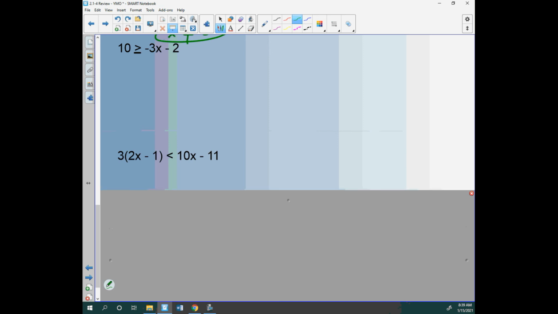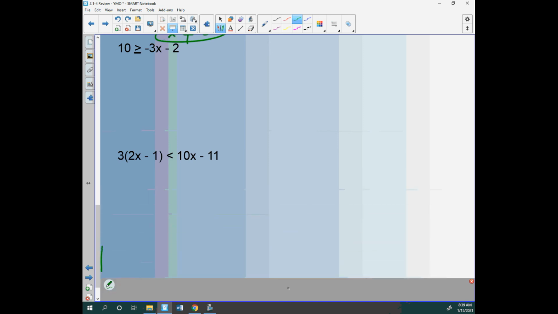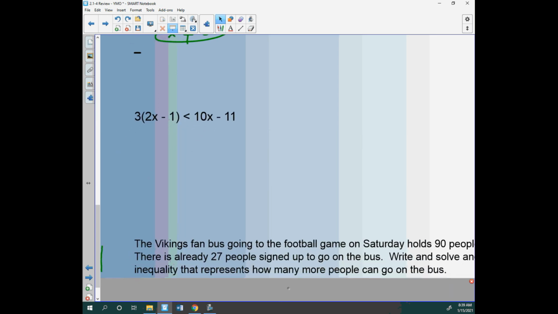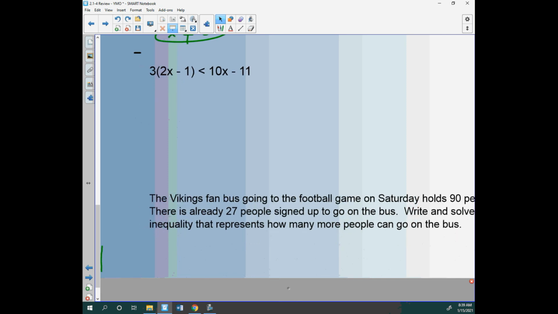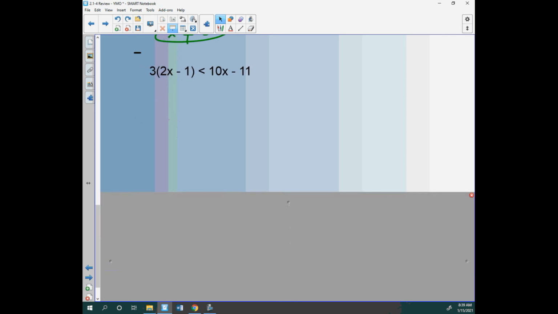How about, let's do this one right here. That one looks a little frightening. I'll bring it to the top. Hide that stuff. All right. So, what do we always want to do first? We always need to distribute first. When I do that, I'm going to get 6x minus 3 less than, I didn't touch any of that, 10x minus 11. So this is my new problem.